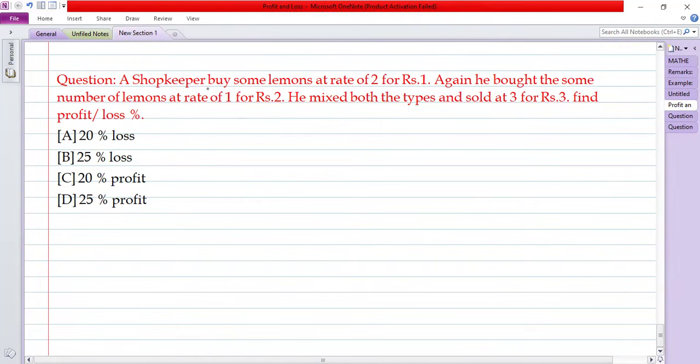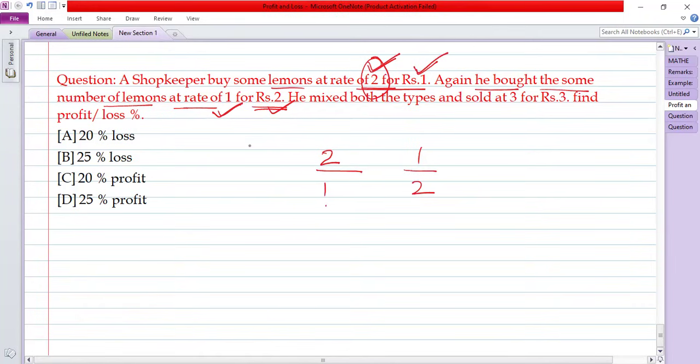So here, a shopkeeper buys some lemons at the rate of 2 lemons for rupees 1. And again, he bought some number of lemons at the rate of 1 lemon for rupees 2. So at first, 2 lemons for rupees 1, then 1 lemon for rupees 2. I repeat, at first, 2 lemons for rupees 1. This was the rate. And then 1 lemon for rupees 2.